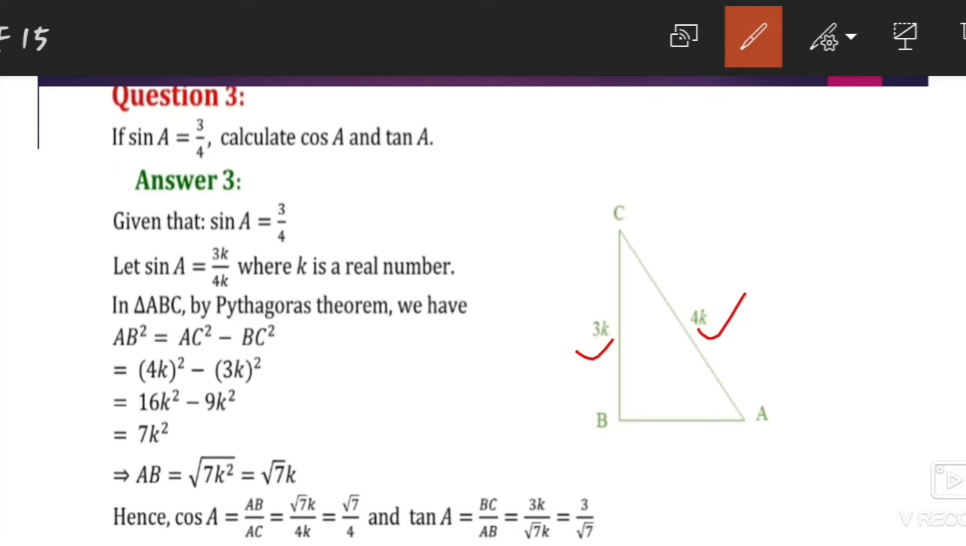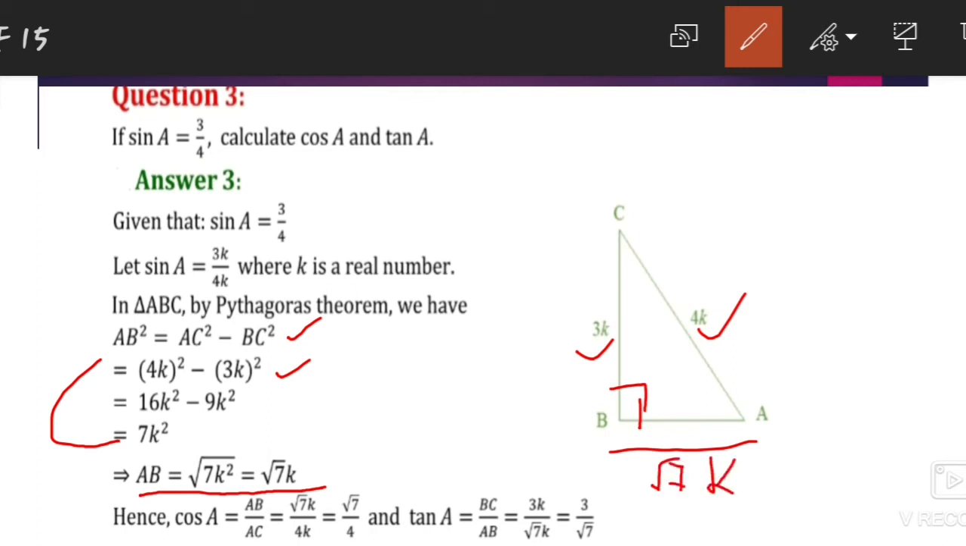Now if you use the Pythagoras theorem on this right angle triangle ABC, you can find the length of the base. AB square is equal to AC square minus BC square. Put the values of AC and BC, and you will get AB square is equal to 7K square. That means AB is equal to root under 7K square, which is root 7 into K.